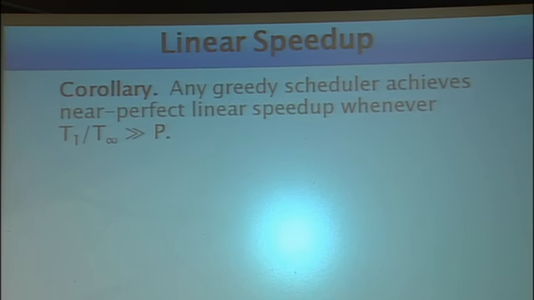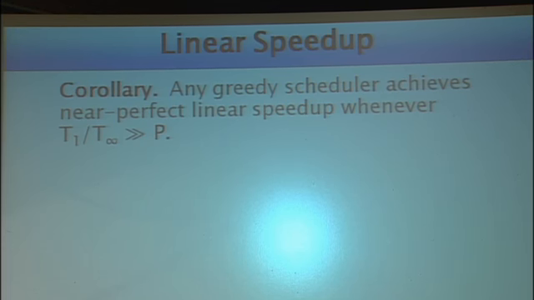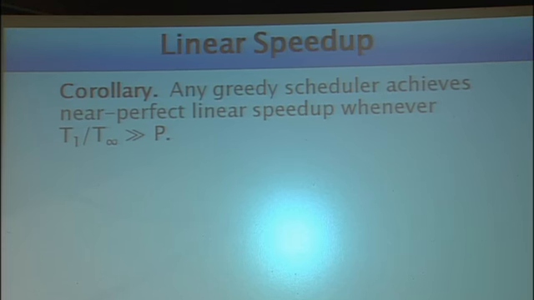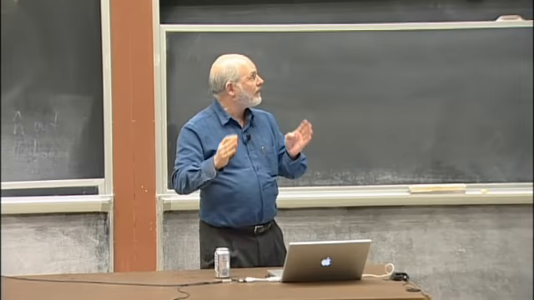Okay? More importantly is the next corollary, which has to do with when do you get linear speedup. And this is, I think, the most important thing to get out of this. So any greedy scheduler achieves near perfect linear speedup whenever, what's this thing on the left-hand side? What's the name we called that? The parallelism, right? That's the parallelism, is much bigger than the number of processors you're running on. So if the number of processors you're running on is smaller than the parallelism of your code, it says you can expect near perfect linear speedup.